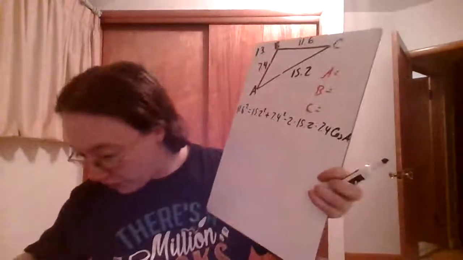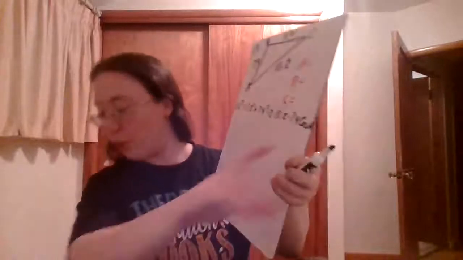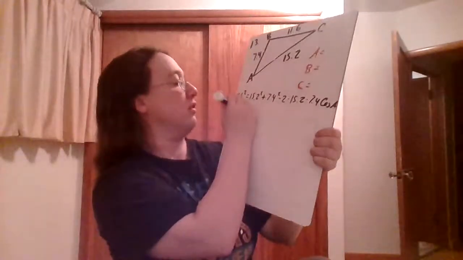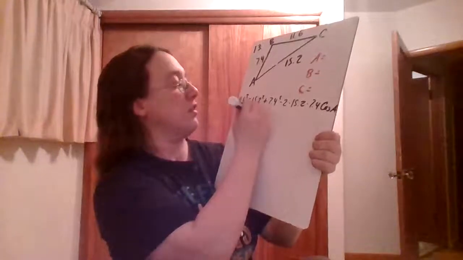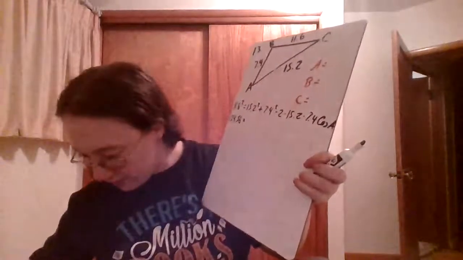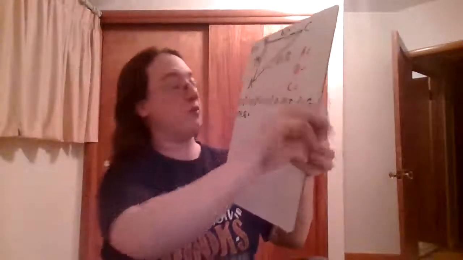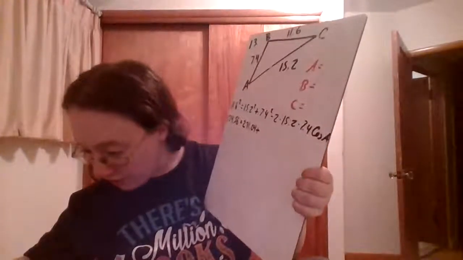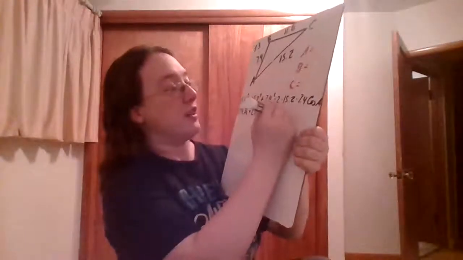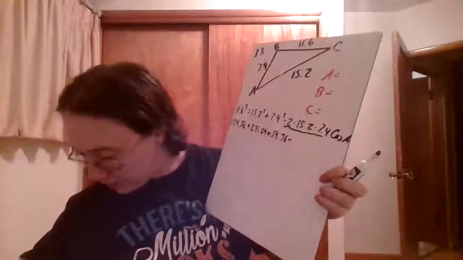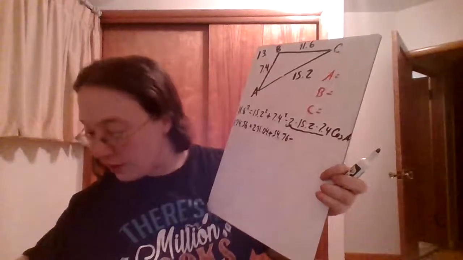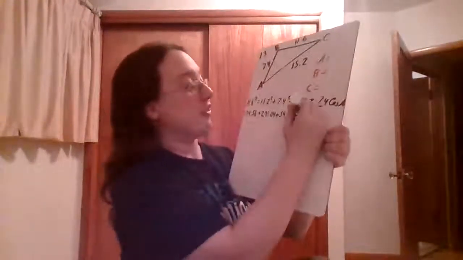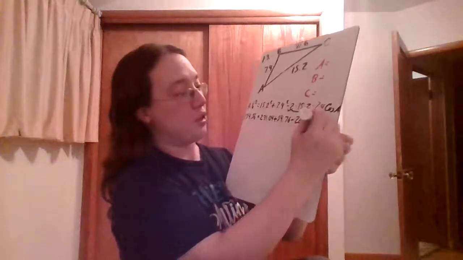So 11.6 squared is 134.56. 15.2 squared is 231.04. 7.4 squared is 54.76. And then we're going to take this times that times that. So 2 times 15.2 times 7.4 is 224.96, cosine of A.